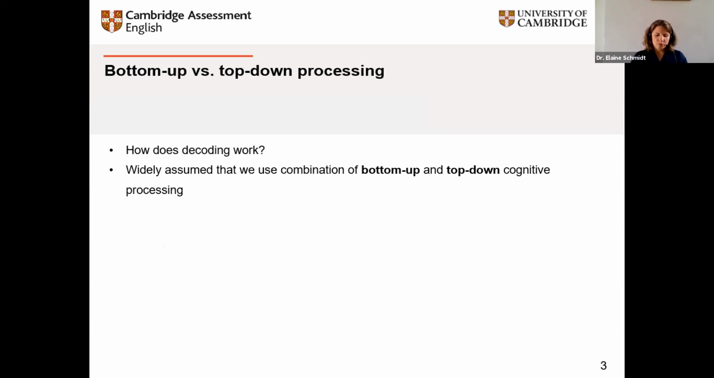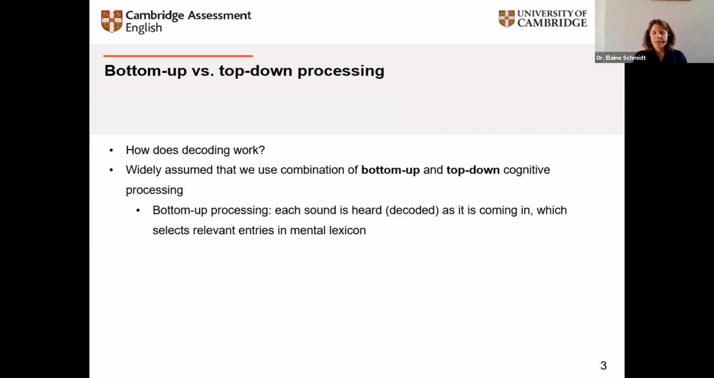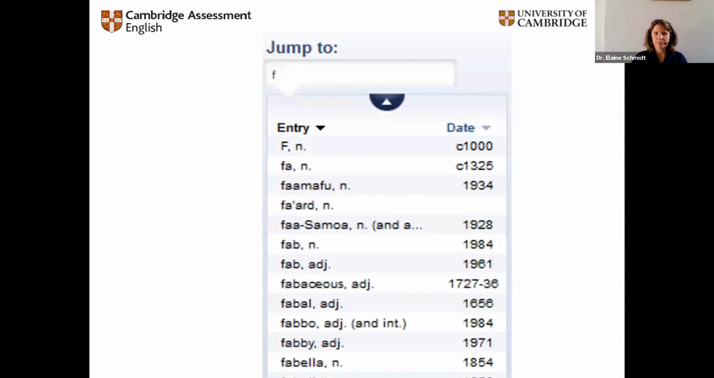Well, we normally talk about the difference between bottom-up cognitive processing and top-down cognitive processing. And we use a combination of both of these whenever we listen to speech. What does bottom-up processing mean? It means that we hear each sound as it comes in, and then we select relevant entries in the mental lexicon. So let me give you an example. This is the same principle, but you can see it now written down. So for example, you hear the sound F. What happens is that you select all of the entries in your vocabulary that start with the sound F.